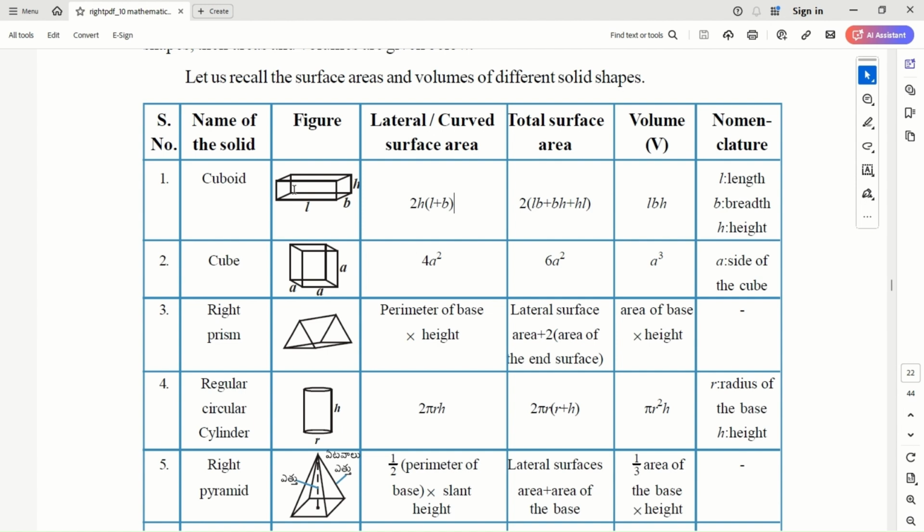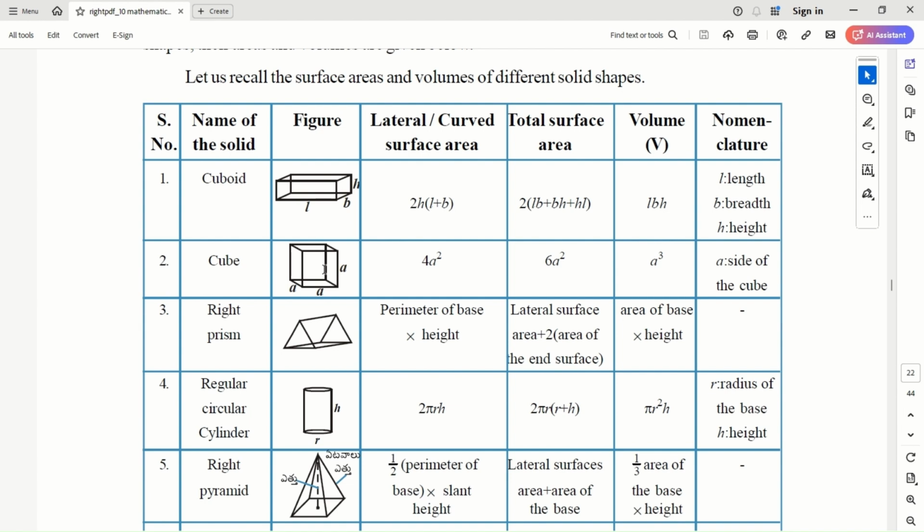Total surface area is very straightforward. You will have all the areas included, and each one is two times because opposite sides are the same. So 2 times (lb plus bh plus hl). Volume of cuboid is l into b into h, length into breadth into height. For a cube, all sides are the same, so it's very easy.